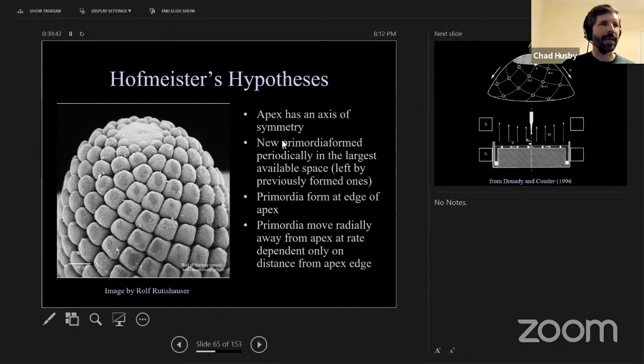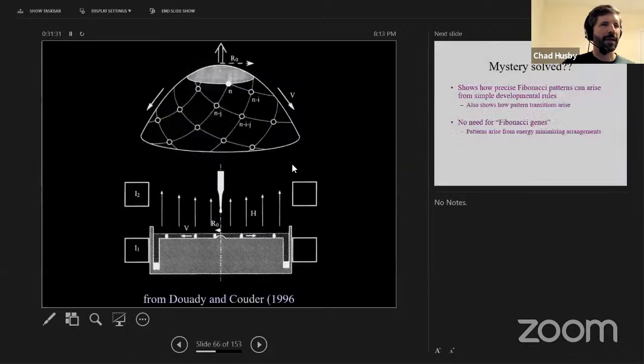And so basically they built a model based on an old German plant morphologist's model of how plants grow. You just have the apex of the plant shoot having an axis of symmetry, so basically a straight line running through, and the symmetry being radial, all around the shoot. And the new primordia are then formed periodically in the largest available space left by the previous ones. So as they move out from around the apex, new primordia form where the biggest space is. They form right around the edge of the apex, and then they move radially away from it as the plant shoot grows. So a few simple rules. And they built a physical system that would use these rules.